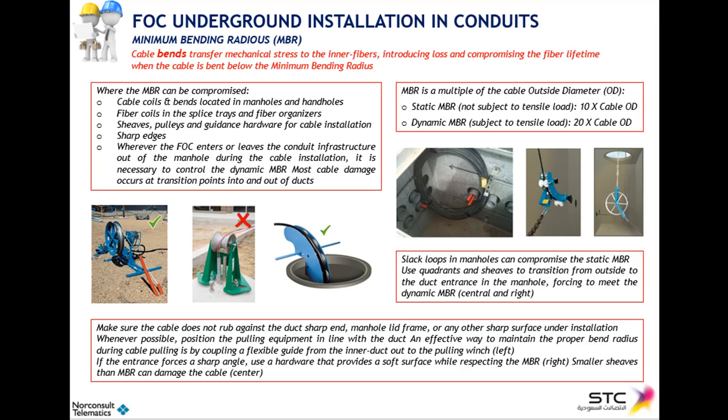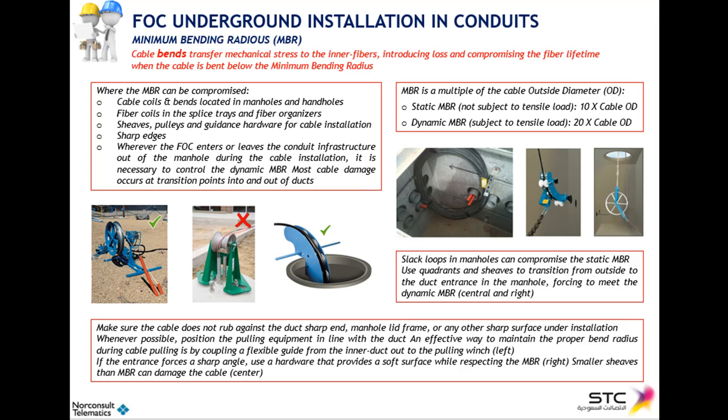Sharp edges, obviously, like manhole and handhole entrances. So if the cable is rubbing the edge, that is not only going to damage the cable sheath, but also compromise the bending radius and eventually damage the core fibers, the fiber strands inside the cable, which is even worse. Also the entrance of conduits, that's another important point to pay attention to.